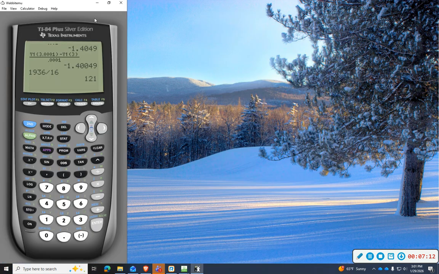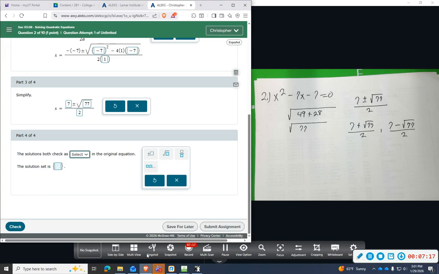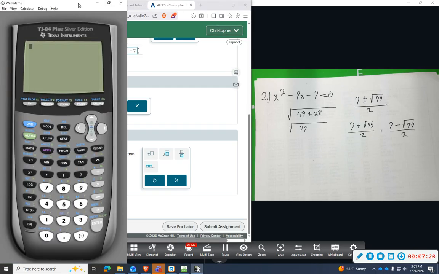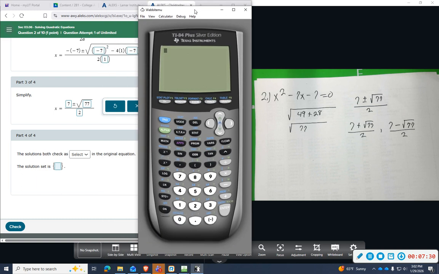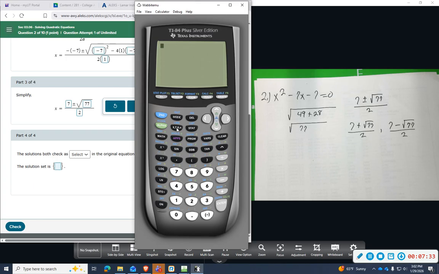Let's clear this out. Let's get everything back. Okay, so when checking, I'm going to take and plug these values in for x. Let me make this a little bit smaller. All right, so I'm going to open parentheses. Actually, let me go ahead and make a fraction bar. Alpha y equal enter. Since my x is a fraction, out front I'm going to open parentheses.